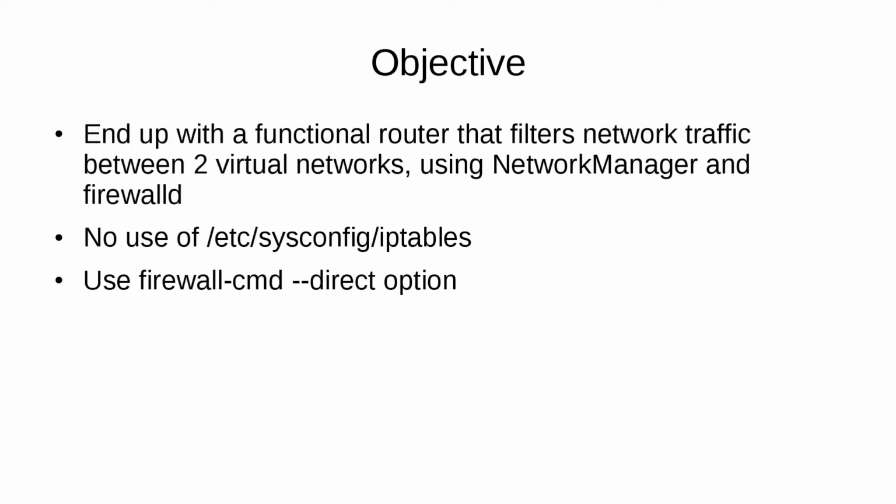What is the objective of this video series? We want to end up with a functional router that filters network traffic between two virtual networks using the new technologies of Fedora 23, being the NetworkManager and firewalld. We won't be using the old way of configuring the filter table and iptables, which is the /etc/sysconfig/iptables configuration file. Instead, we will be using the firewall command direct options.